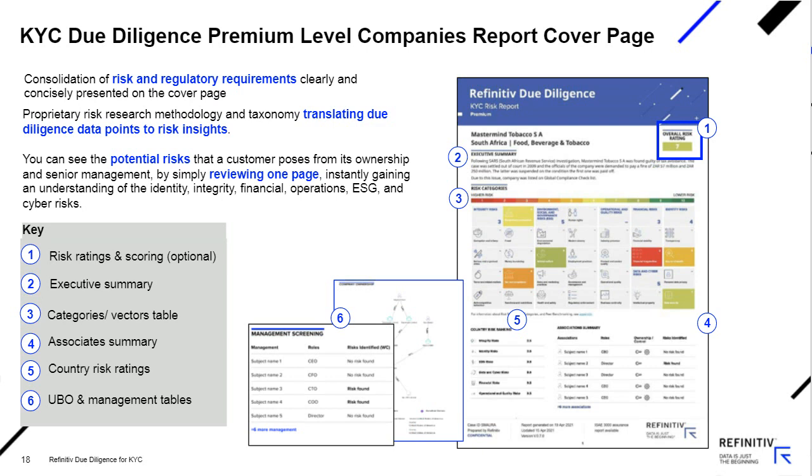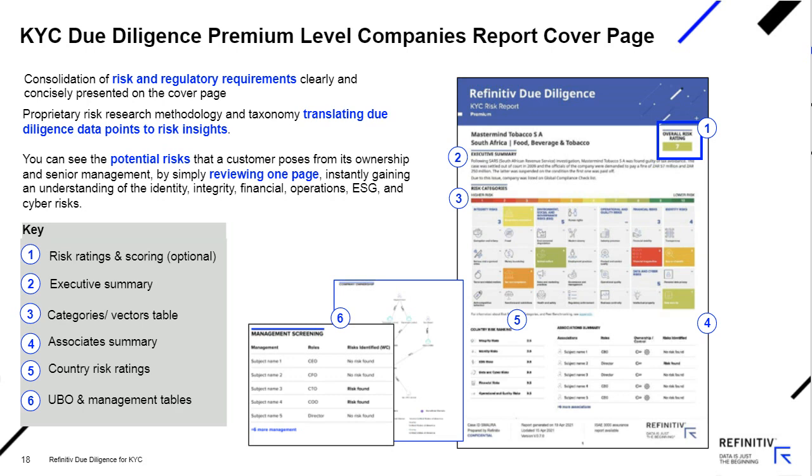So to delve into what our reports look like, you're effectively looking at our new report. It's a KYC company premium level report. So this is the top report you can buy for a KYC company. It includes basically every piece of data we have, every risk, and then topped off with business intelligence. So our goal with this cover page and what you're looking at right now is to consolidate those risk and regulatory requirements into a clear and concise cover page.